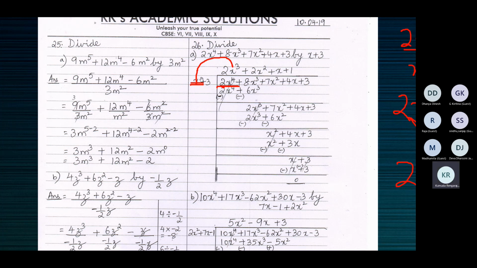So 2x cubed divided by x. What is 2x cubed divided by x? It is 2x squared. So you can see that is the second term in the quotient. You can see it here. That's the second term. Plus 2x squared is the second term in the quotient.